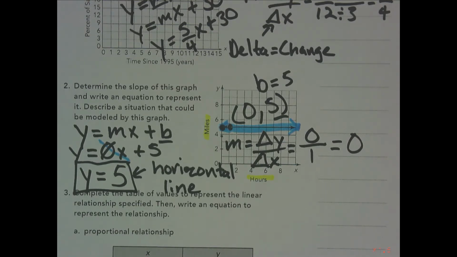So what does that mean? If I'm at 5 miles, miles is a distance. But over time, I don't move at all. So think of a scenario in your head that could be represented by this graph.